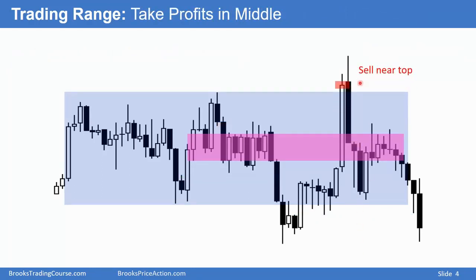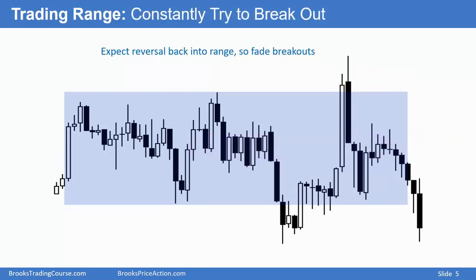Some traders like to sell with limit orders. For example, sell a strong bull close near the top, or buy a strong bear close near the bottom. And again, when the market comes down to the middle of the range, take profits. Traders expect breakout attempts to fail and for the market to get back to the middle of the range.